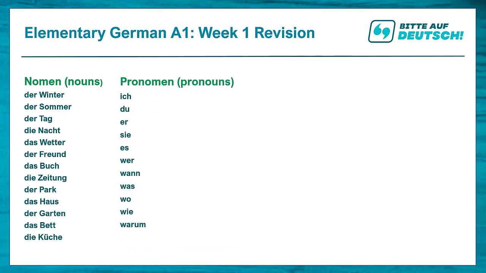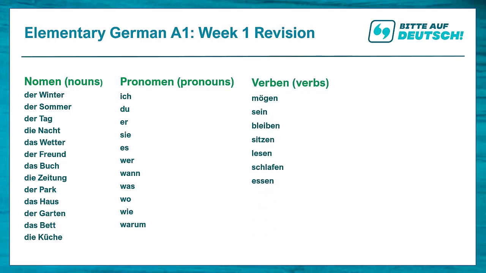Next in our list are the pronouns, which can replace a noun in their grammatical function in a sentence. We have studied ich, du, er, sie, es in terms of personal pronouns. In terms of question pronouns, we have wer, wann, was, wo, wie und warum.